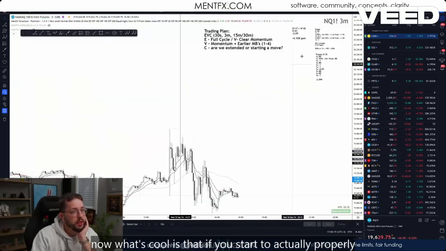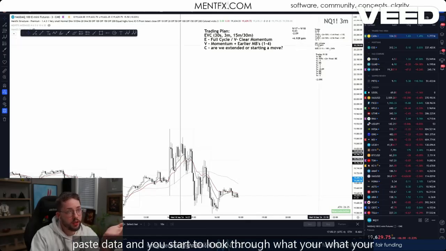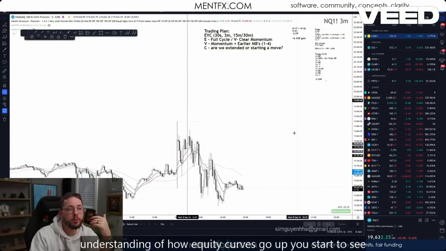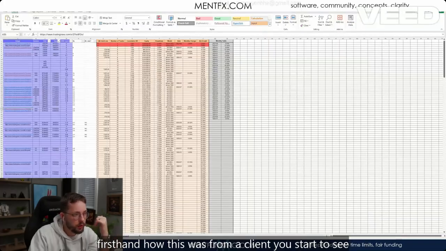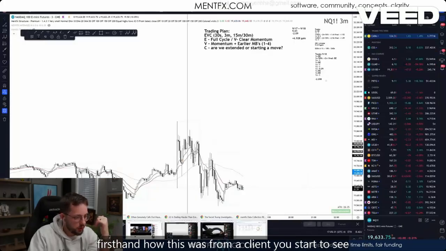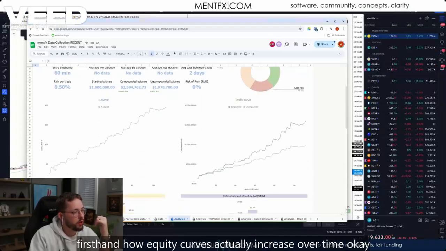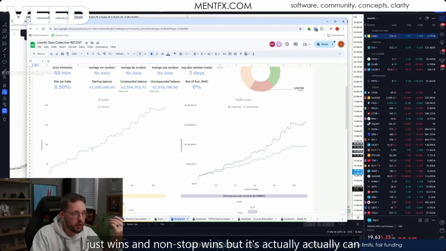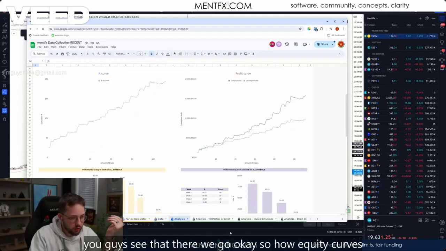Now, what's cool is that if you start to actually properly paste data and you start to look through what your trades end up looking like, you start to build a proper understanding of how equity curves go up. You start to see firsthand, this was from a client, how equity curves actually increase over time. And you can see that it's done not through just wins and nonstop wins.